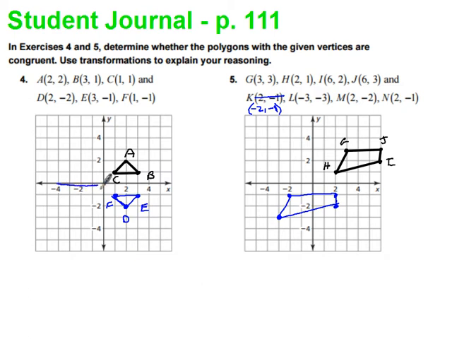So when I look at this, it looks like a reflection over the x-axis. And if you think about it, it's going to change this point to negative. This is 2 away, so this is 2 below. This is 1 above, so this is 1 below. So I would say, yes, they are congruent.